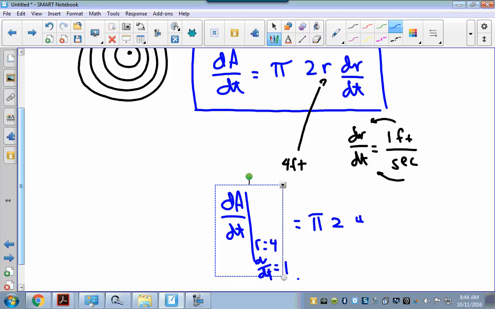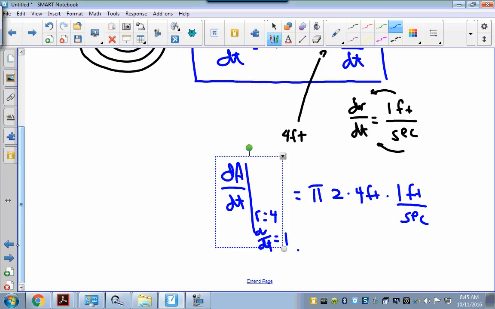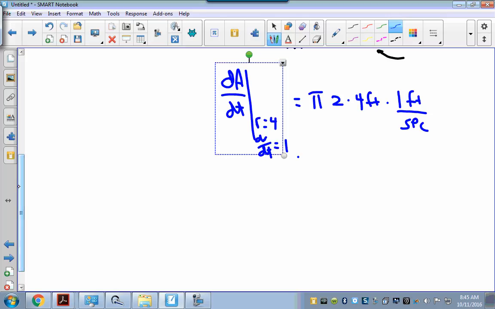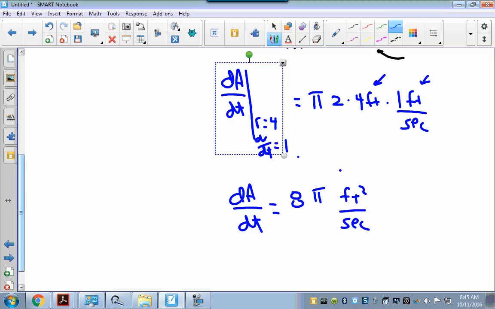I'm going to go ahead and put the feet in just to emphasize something. And then we have 1 foot per second. Okay, so we multiply all these together. Notice the units sort of make sense here at the end. We have dA/dt, the change in area with respect to time, is going to be 8 pi, let's see, feet times feet is square feet per second, which certainly makes sense if you're talking change in area over time. So 8 pi square feet per second.